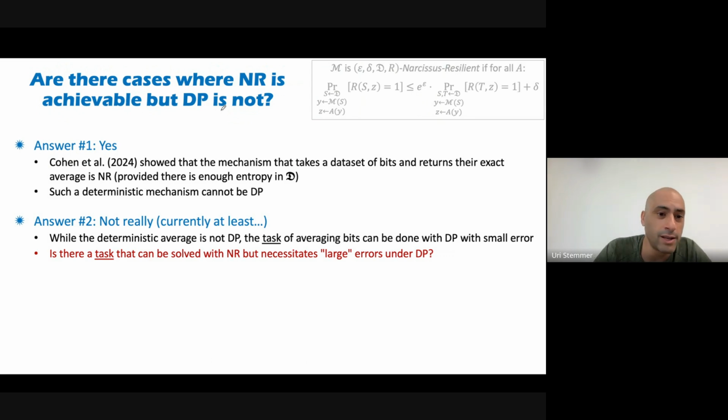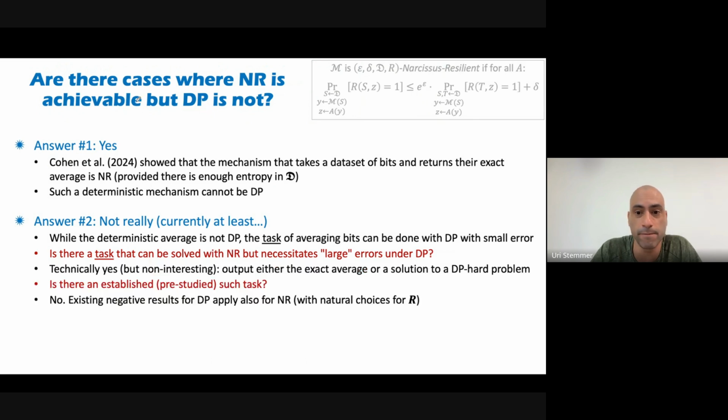Because yes, we cannot count bits deterministically while satisfying differential privacy, but nevertheless, we can count bits very efficiently with very small error while satisfying differential privacy. So I guess the real question here is whether there exists a task which we can solve much better while satisfying Narcissus resiliency compared to when satisfying differential privacy. And the answer to that question is that currently we don't know of such a task.